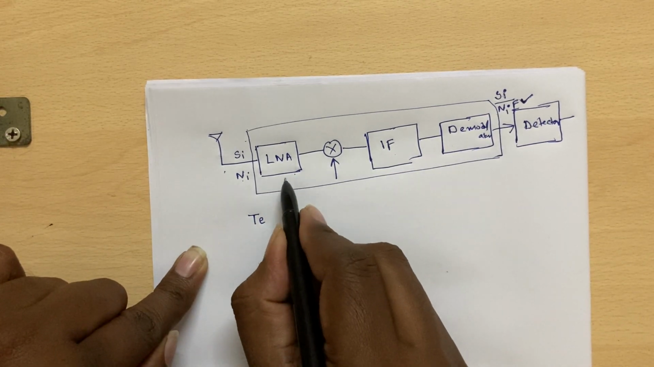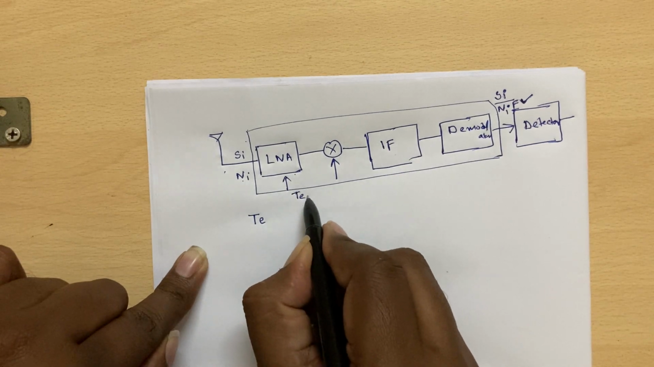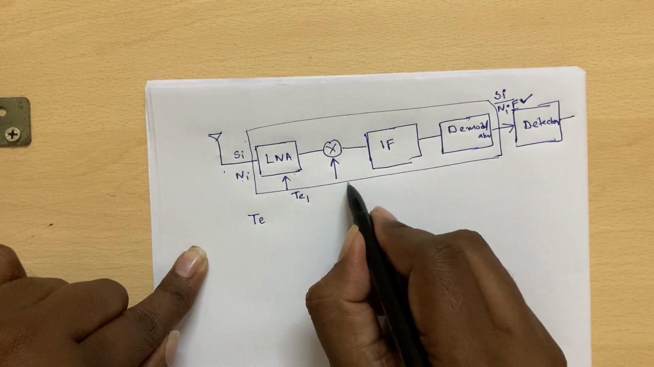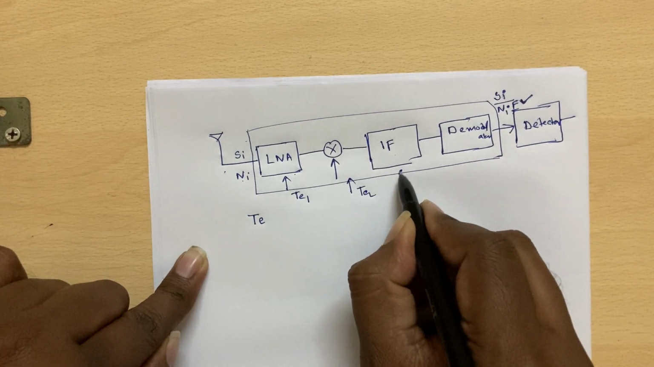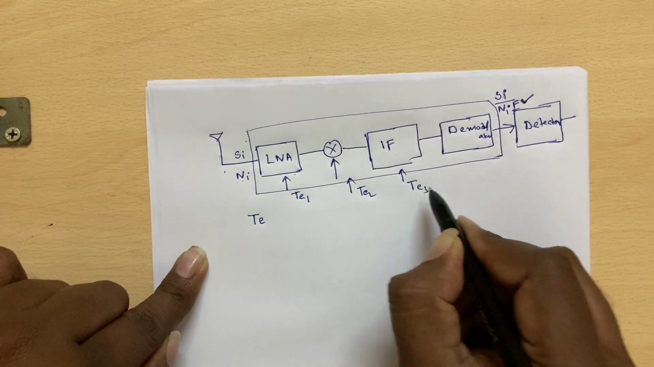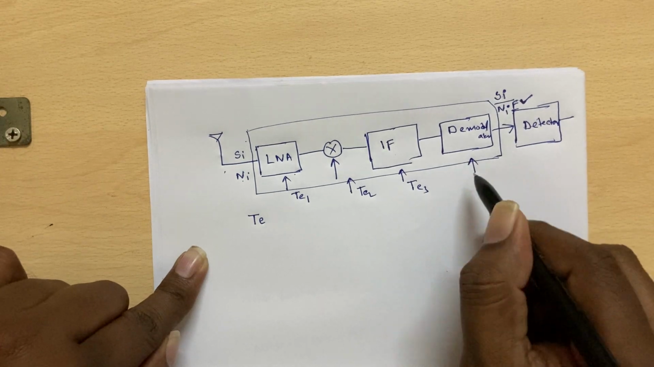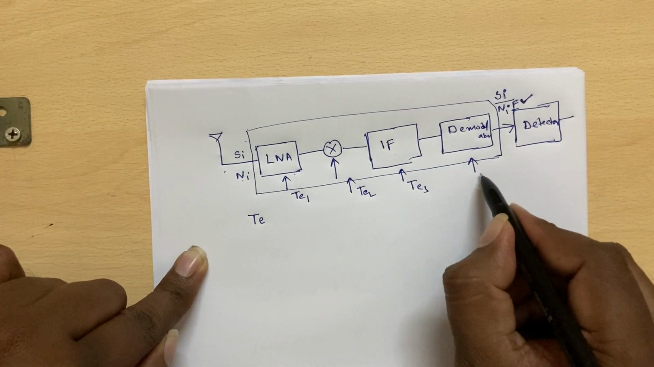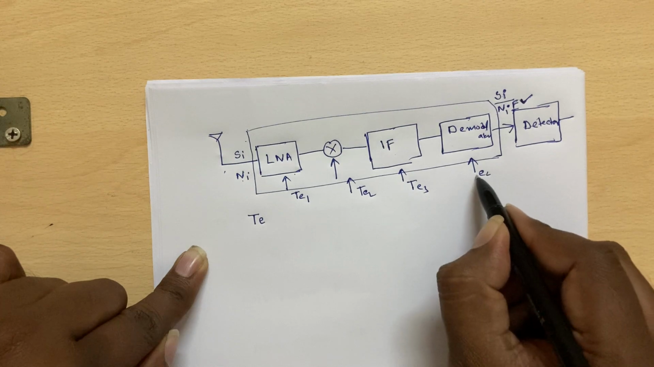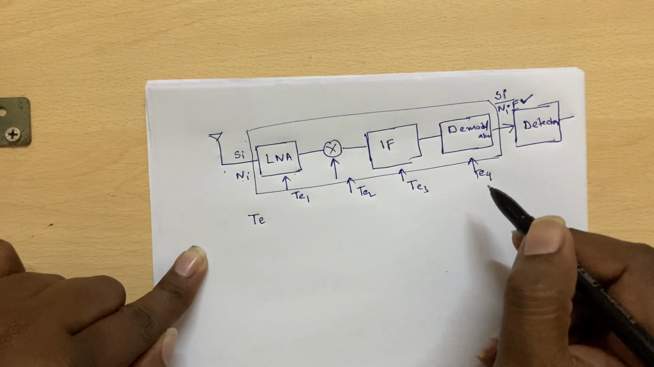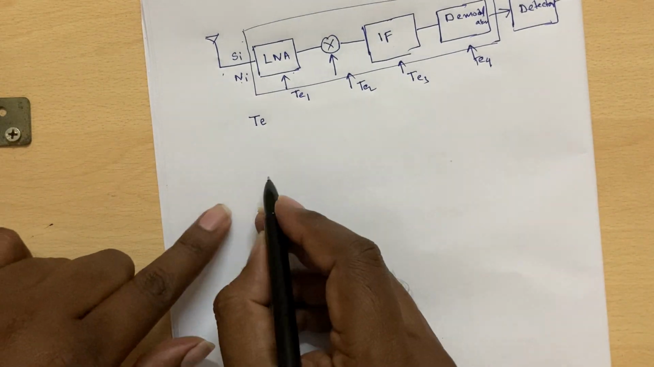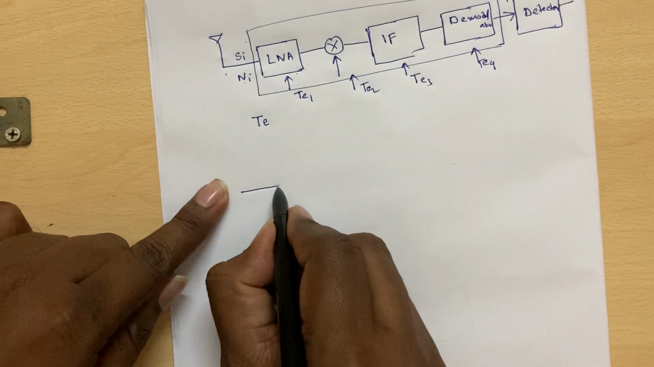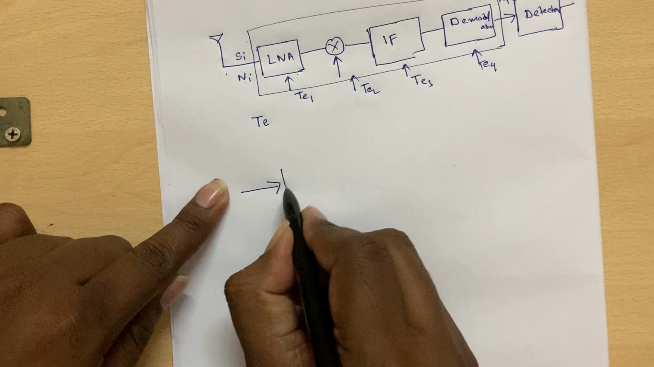So definitely the TE, which is the equivalent noise temperature for all the blocks, is in terms of TE1, which is the noise temperature of the first block, and this is one more block, so it may be TE2, and this is TE3. So definitely the equivalent noise temperature will be in terms of all these individual noise temperatures that we are going to derive. So we just choose a small way of representing the RF chain.